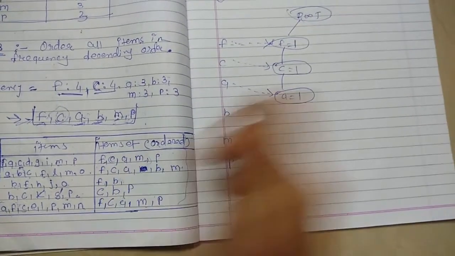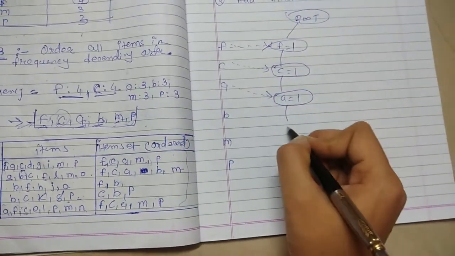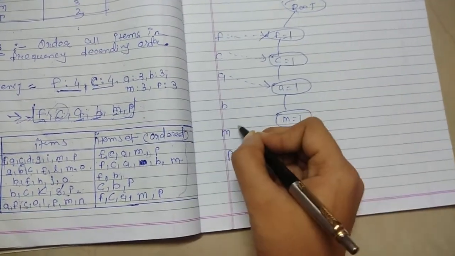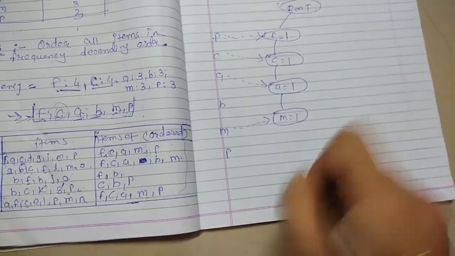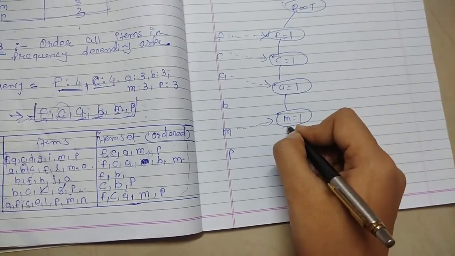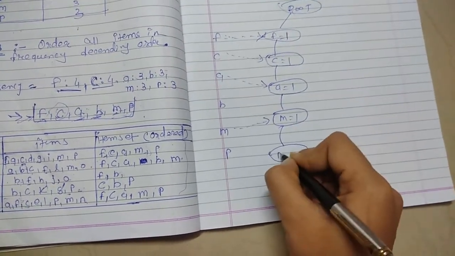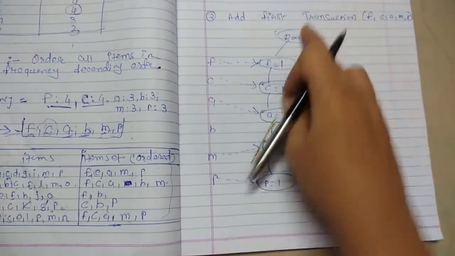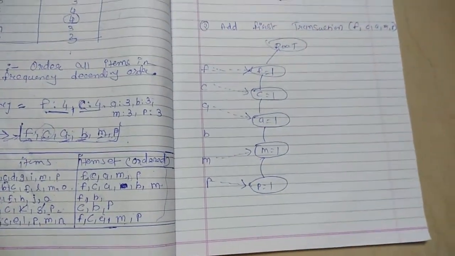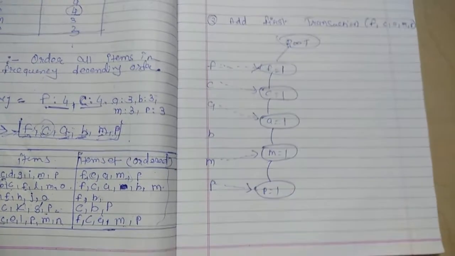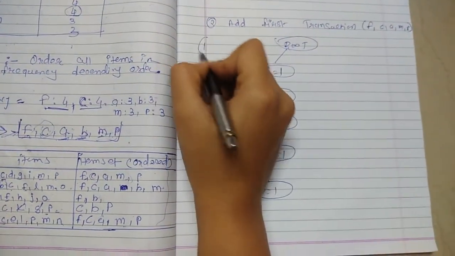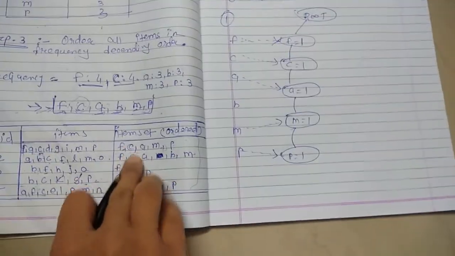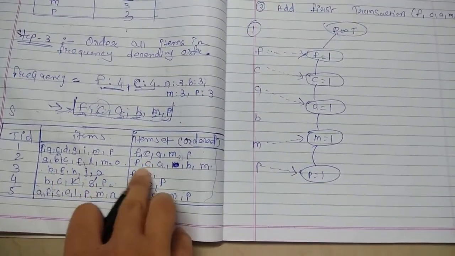Next is M, so M equals 1, and we'll connect with this, and last is P, so P equals 1, and we'll also connect this. So this is the first root, the first branch of our FP tree.